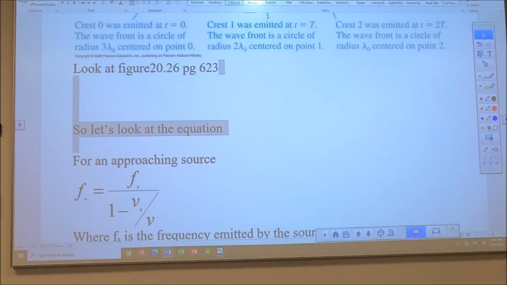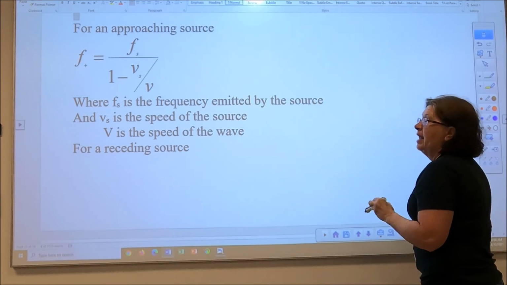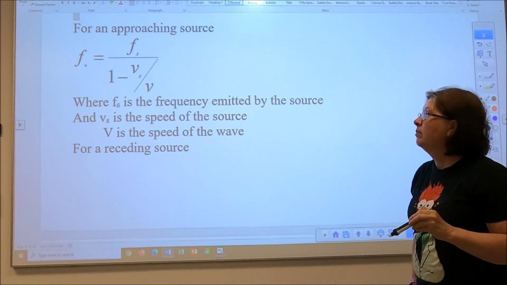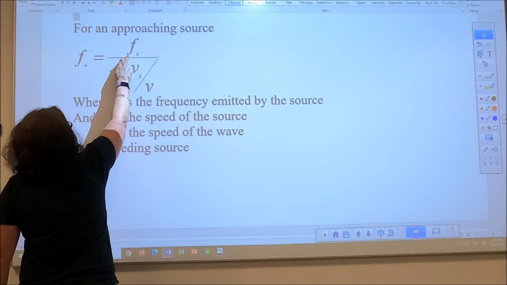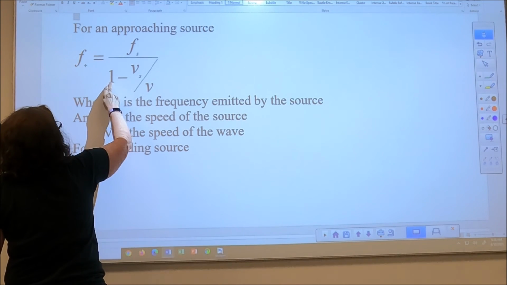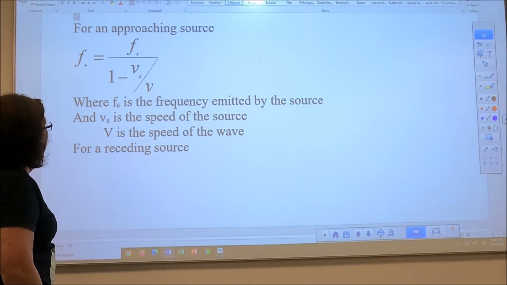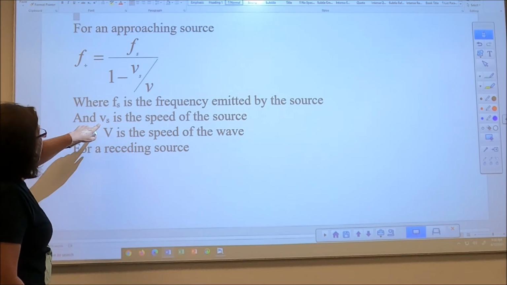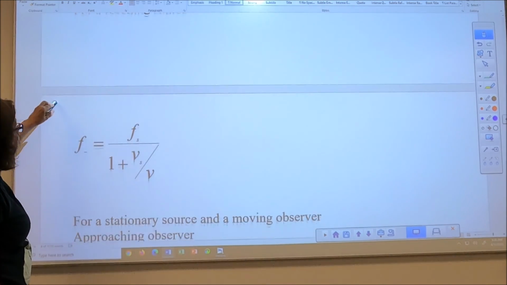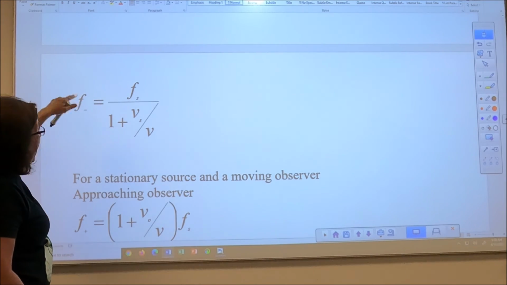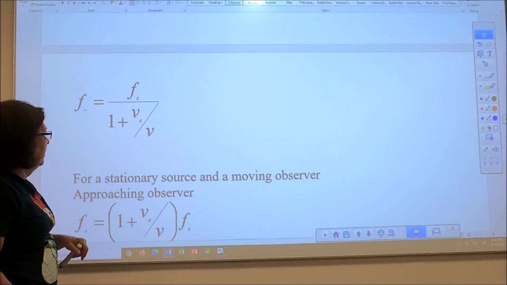Okay, now let's look at equations. If the detector is still and the source is approaching, the new frequency is the frequency if the source was sitting still divided by 1 minus the velocity of the source divided by the velocity of the wave. So f_s is the frequency emitted by the source, v_s is the speed of the source and v is the speed of the wave. For a receding source, plus for towards, minus for away, it's f_s divided by 1 plus v_s divided by v.